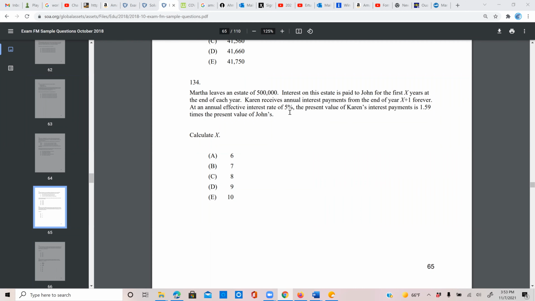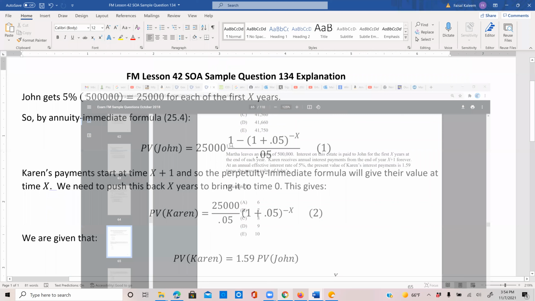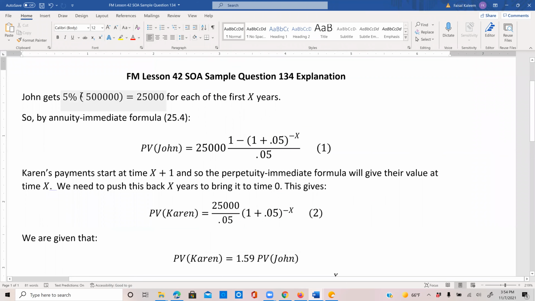So 5% of this 500,000 would be the interest payment, and John gets the first X payments, and this is an annuity immediate, which John gets. So 500,000 times 5% equals 25,000. And John gets this at the end of each of the first X years.